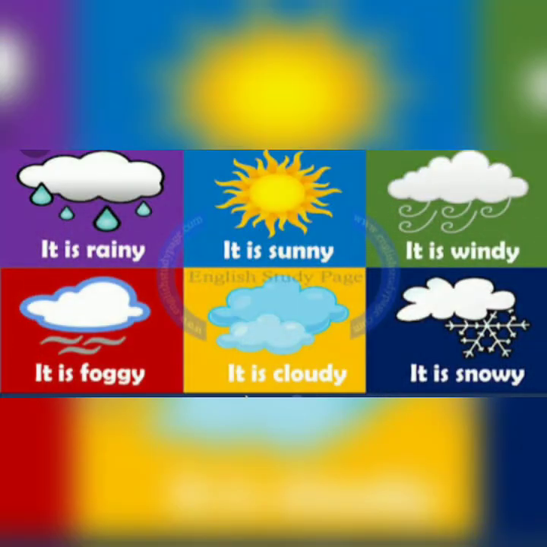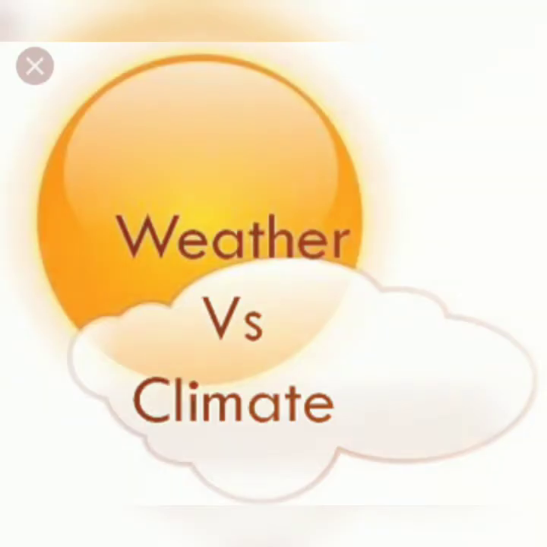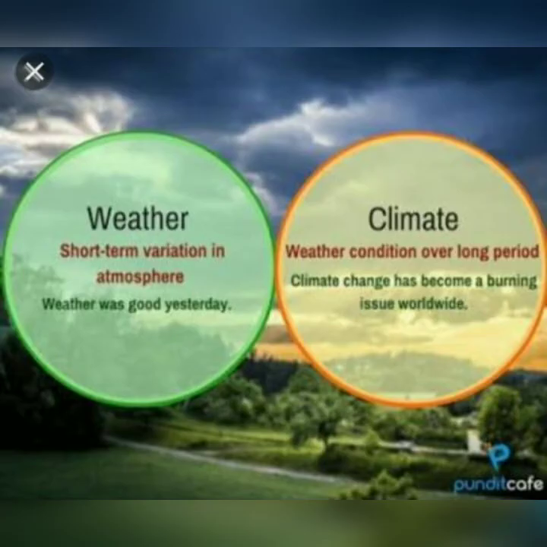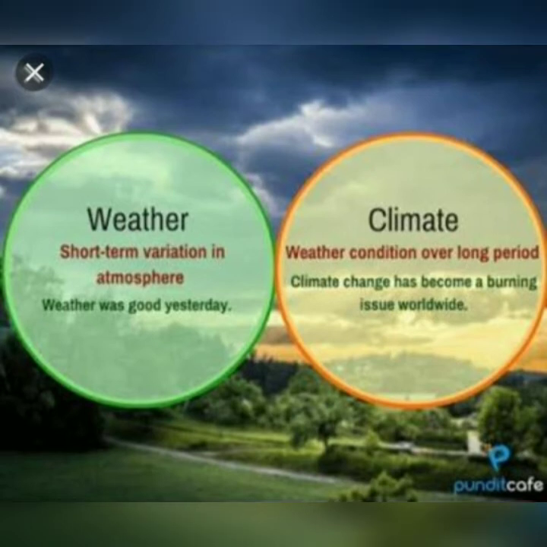Dear children, in the previous video, I have explained about weather. I think you might have understood the difference between weather and climate. Okay, I will repeat once more. Weather refers to the short-term changes in the atmosphere, while climate describes what the weather is like over a long period of time in a specific area.